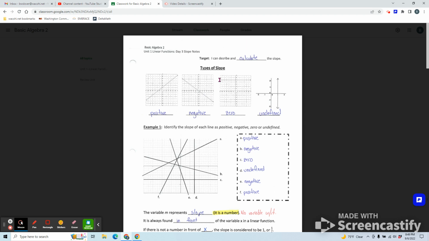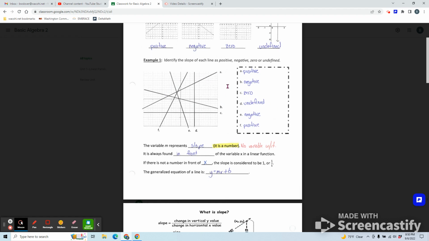This one might be kind of tough to see on the video, but this is a horizontal line. I always like to think of the horizon, which goes left to right. So this is a horizontal line. My slope is 0. The last one is a vertical line. So vertical means we're going straight up and down. Your slope is undefined.